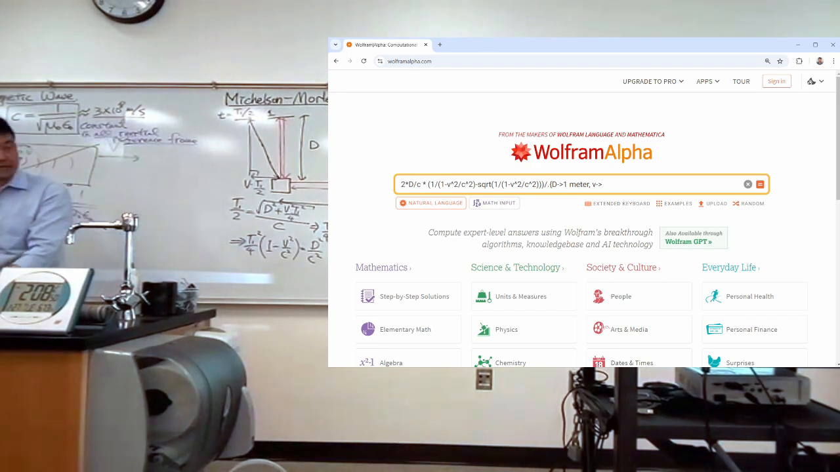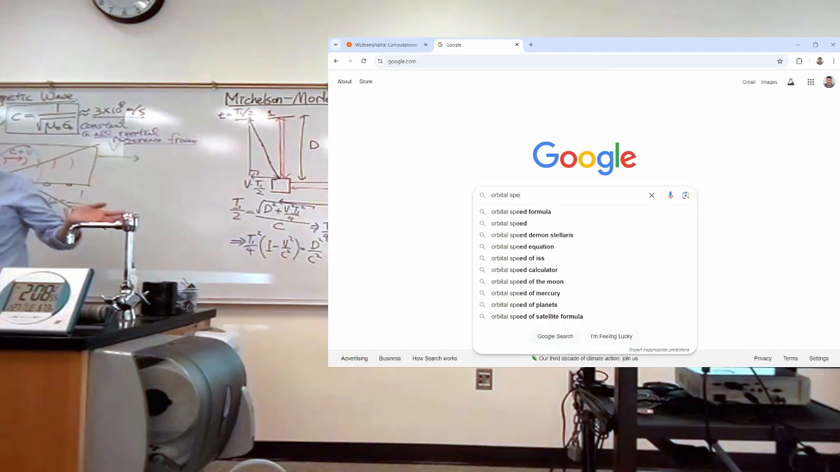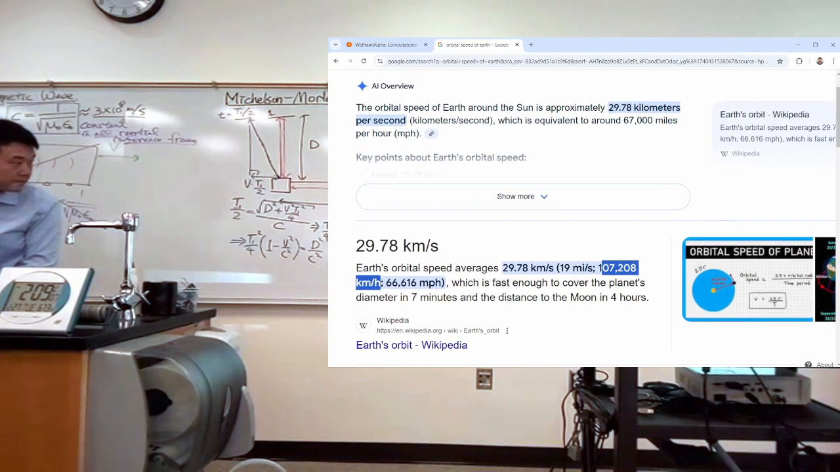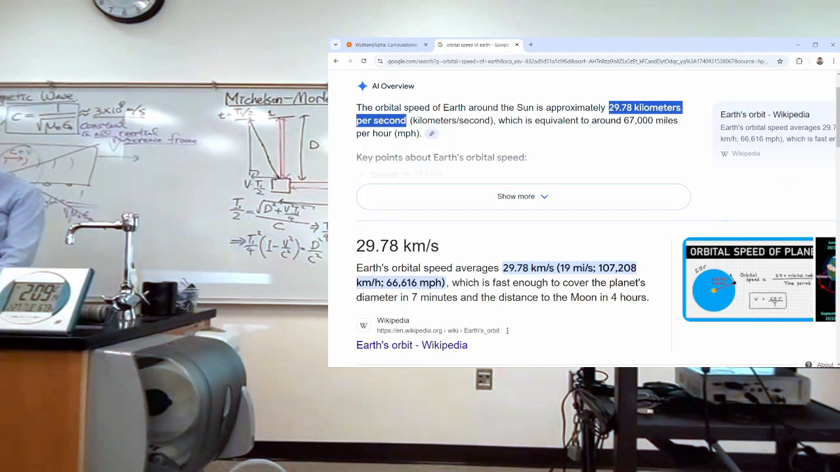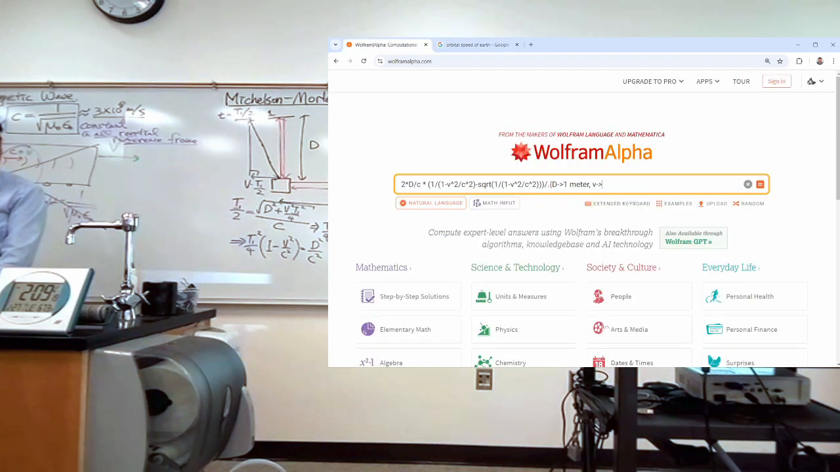That's actually pretty high. Let's just look that up. Orbital speed of Earth. That's just some reference number to start out with. Is that in meters per second somewhere? No? Okay. 30 kilometers per second, or 30,000 meters per second. Let me put that in. So V would be 30,000 meters per second. It's actually pretty high. I think that's everything, right? Let's see what we get.